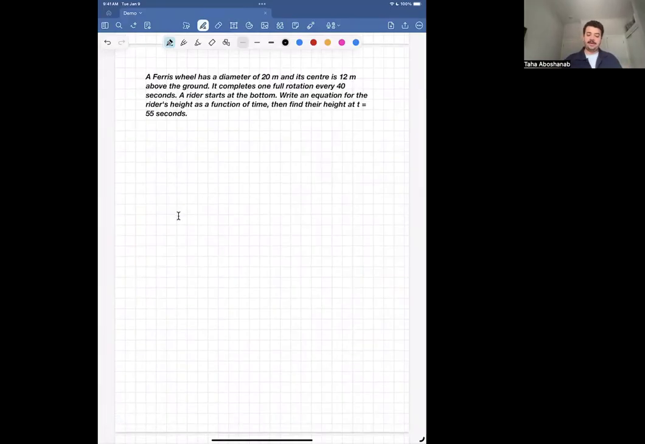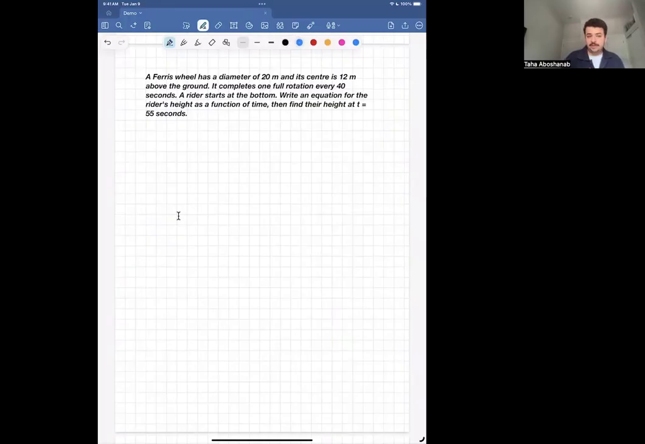A Ferris wheel has a diameter of 20 meters and its center is 12 meters above the ground. It completes one full revolution every 40 seconds. A rider starts at the bottom. Write an equation for the rider's height as a function of time, then find their height at t = 55 seconds. That's a very interesting problem, which shows you how powerful math can be to model where someone is going to be at any given point on a Ferris wheel. Let's write down some givens.